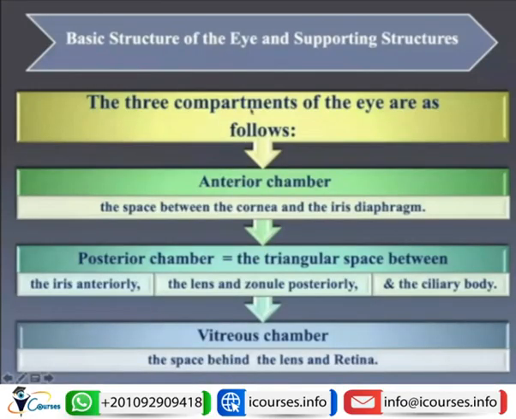Apart from the 3 coats, we have 3 chambers or 3 compartments in the eye. The first one is the anterior chamber, which is the space between the cornea and the iris diaphragm. The posterior chamber is bounded anteriorly by the iris, and posteriorly by the lens, zonule, and the ciliary body. And the vitreous chamber has the vitreous body, which is the space behind the lens and in front of the retina.